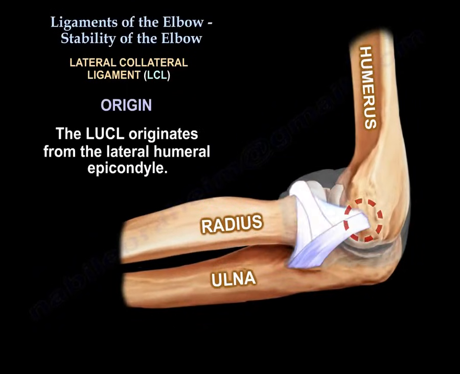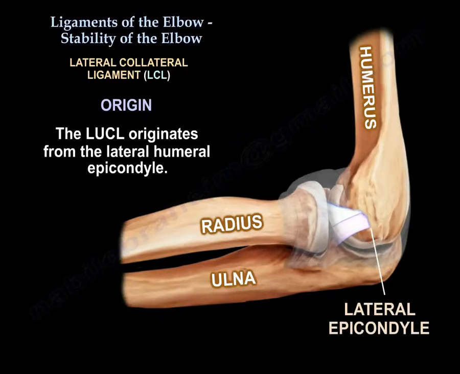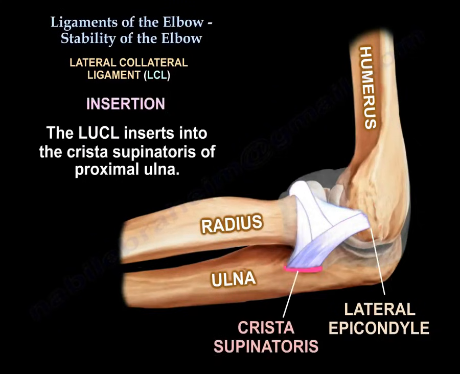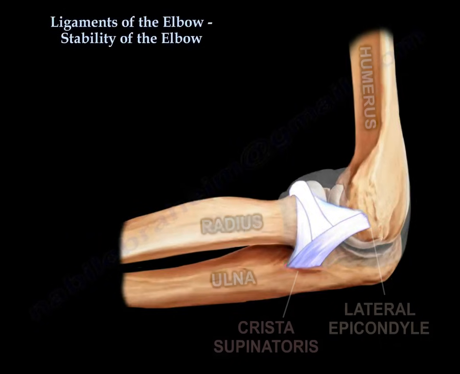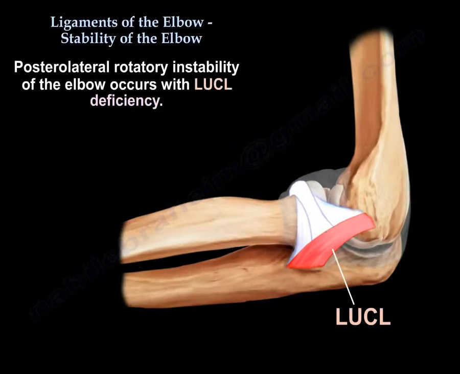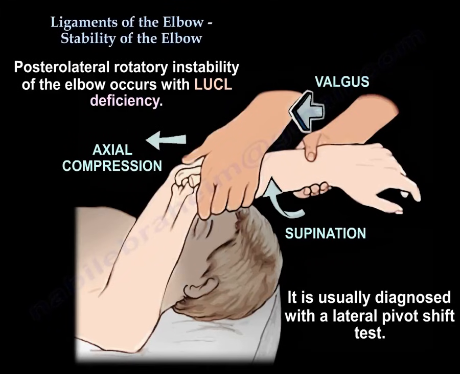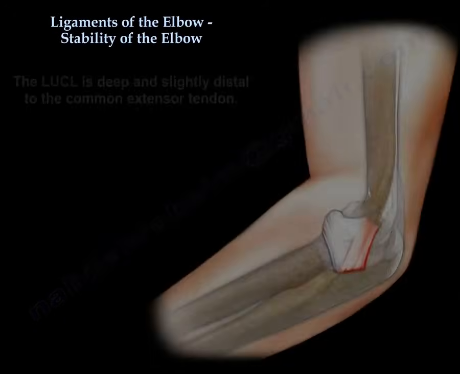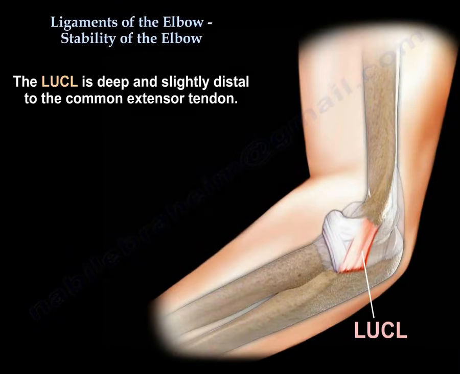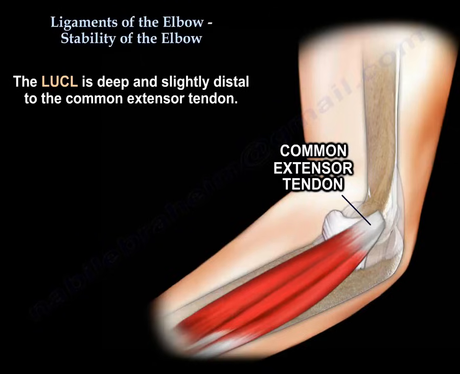Origin of the lateral ulnar collateral ligament: it arises from the lateral humeral epicondyle. Insertion: it inserts into the crista supinatoris of the proximal ulna. Posterolateral rotatory instability of the elbow occurs with deficiency of lateral ulnar collateral ligament. It is usually diagnosed with a lateral pivot shift test. The test is done utilizing valgus, supination, and axial load. The lateral ulnar collateral ligament is deep and is slightly distal to the common extensor tendon.